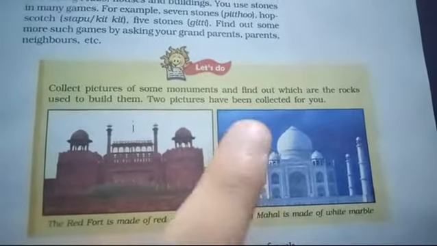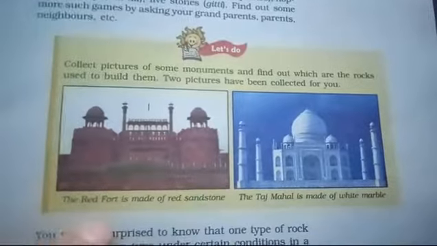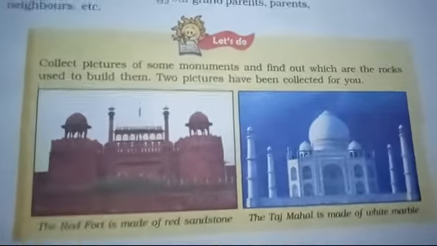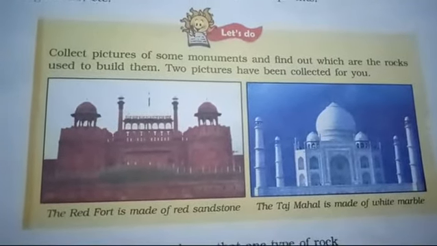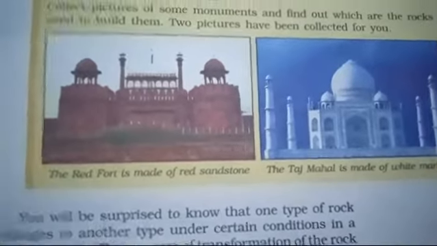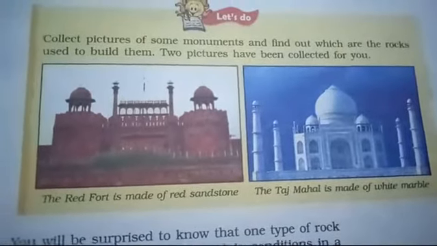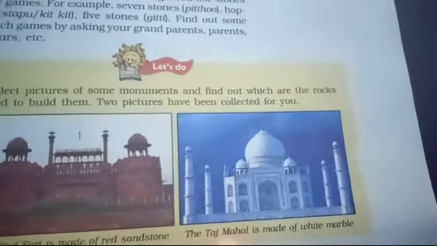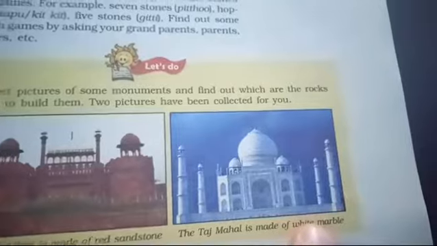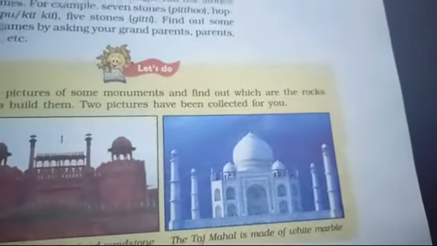So we all know, this is Red Fort and it is located in Delhi. And this is Taj Mahal. This is located in Agra, and it is a white building and that is a red building. Okay, so now you have to collect pictures of some monuments and find out which rocks are used to build them. Two pictures have been collected for you. The Red Fort is made up of red sandstones. जो रेड फोर्ट है बेटा वो किससे बनाया गया है? रेड सैंडस्टोन से. और जो ताजमहल है वो व्हाइट मार्बल से, सफ़ेद संगमरमर से बनाया गया है. ठीक है बेटा.